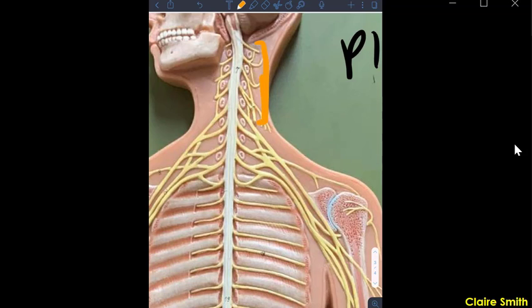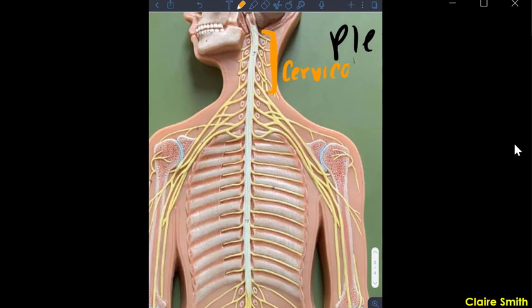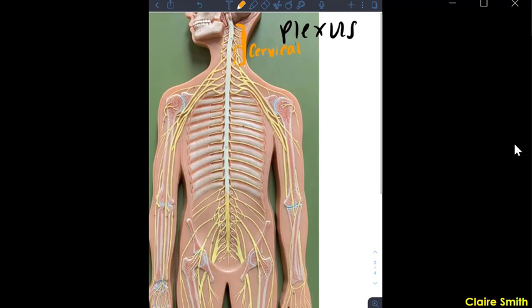So the first plexus up here by the neck is called the cervical plexus. So it's by the cervical vertebrae. So the cervical plexus, there's one nerve that comes from the cervical plexus you have to know. It's this little guy. It's kind of hard to see, that little nub right there. That is the phrenic nerve.